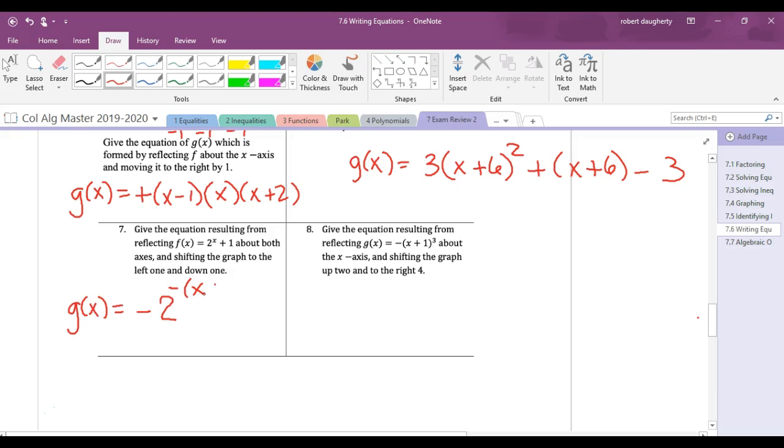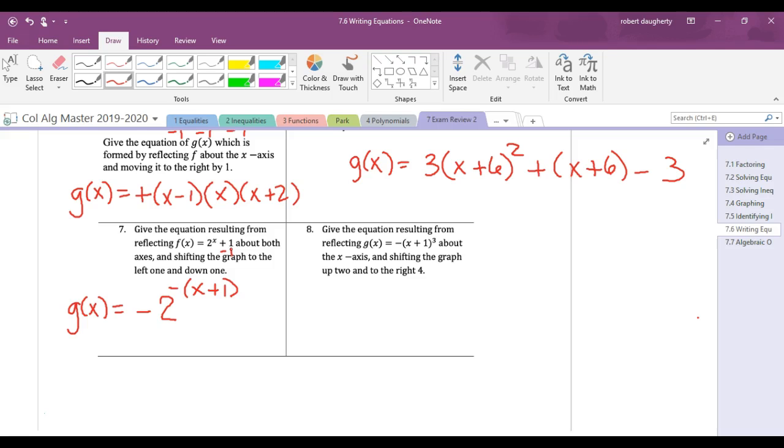Going to the left is a plus 1, okay, and then to shift this graph down 1, that means I have to subtract 1 from that number. So 1 minus 1, and there we are. So that's the reflection about both axes, to the left 1 and down 1.